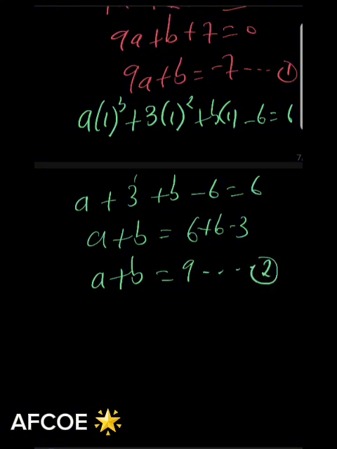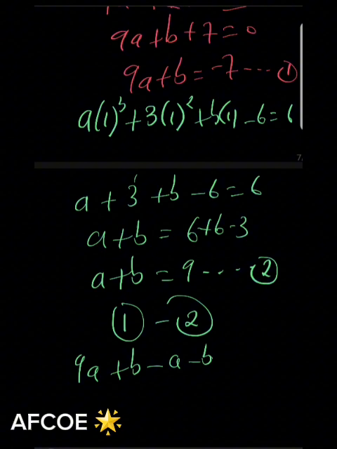I think these are two easy equations to be solved by all of us at advanced level. They are just two simultaneous linear equations that you can solve using any method. So let us just move with our elimination method. So you take equation 1 minus equation 2. Equation 1 minus equation 2, we will now get 9a plus b minus a minus b.